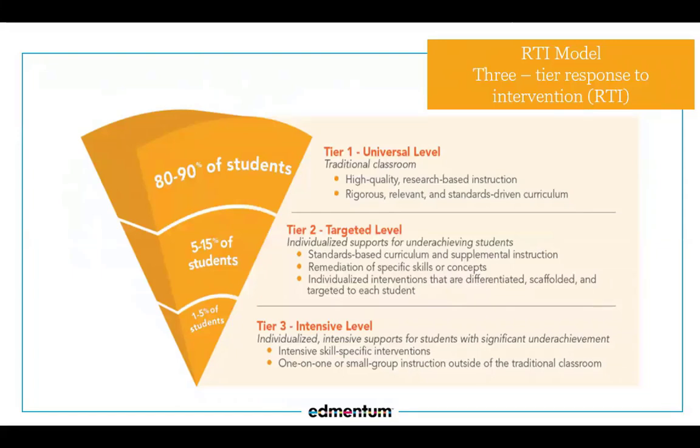In tier 3, we have the intensive level, and this encompasses just 1 to 5% of your students, but it's very individualized. You're going to use one-on-one or small group intervention. It's happening outside of the classroom. You're really going to get intense on those skill-specific interventions. We have reports that can help you track and monitor that intense skill-specific intervention for those underachieving students.